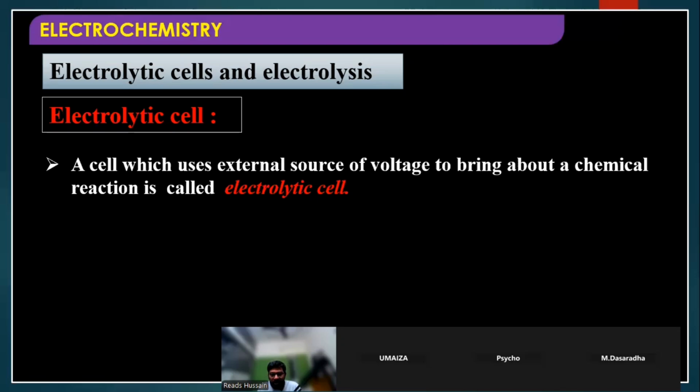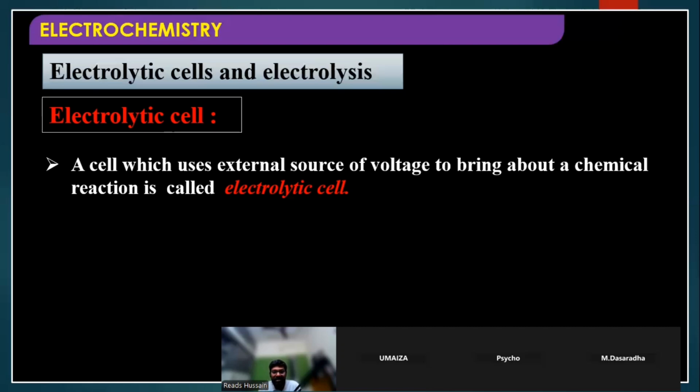Now, what you are seeing on the screen is an electrolytic cell. There is a small difference in the pronunciation. Don't be confused: electrochemical cell, electrolytic cell. In an electrochemical cell, during a chemical process, that is a redox reaction, chemical energy is converted into electrical energy. Such devices are called electrochemical cells.